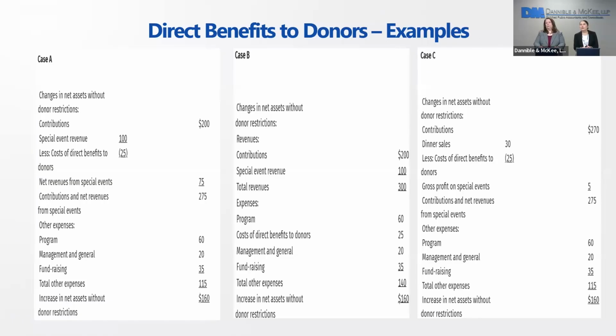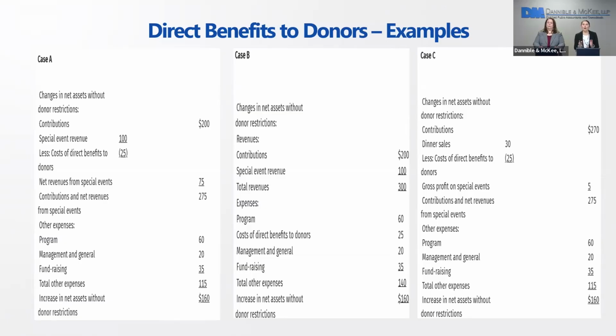In case C, the contributions are shown of 270. There are dinner sales of 30. You're backing out your direct cost of benefits of 25. So in this case, your contributions are higher because there was a contribution included in the ticket to the dinner sales. And that's the difference between contributions of 200 and dinner sales of 70 versus contributions of 270 and dinner sales of 30 compared to contributions of 200 and direct cost of benefit to donors of 25.